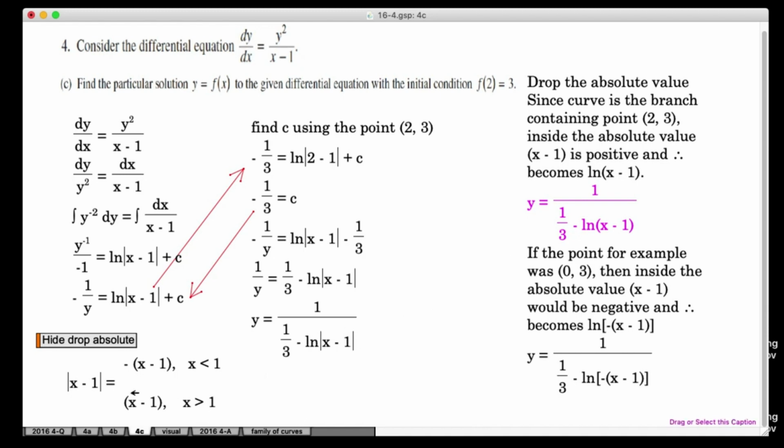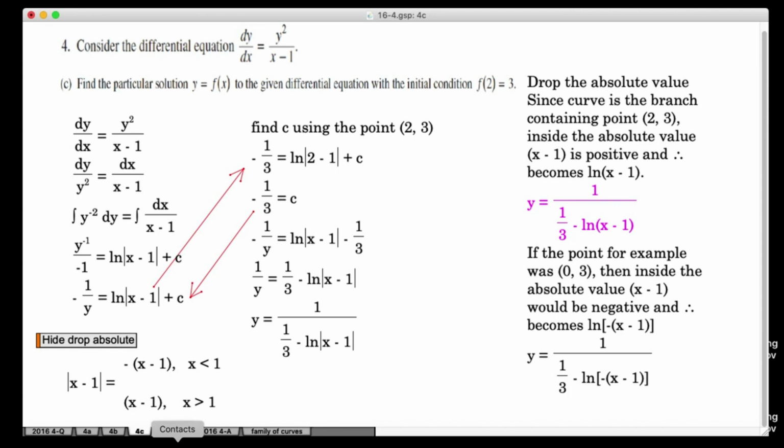When x is greater than 1, I want this branch. So this is the branch I'm looking for. If you notice, if I plug x is equal to 2 in here, I get 2 minus 1 is 1, minus, so I have the natural log of minus 1, which is not defined, okay? So this is the branch we're looking for. The way you determine it is by which branch contains this point, okay? So there's my answer to that.